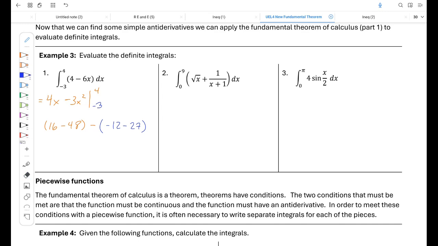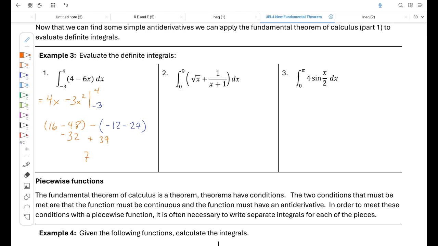All right, so we end up with -32 in the front, and 39, but positive in the back. So just 7. Boom.